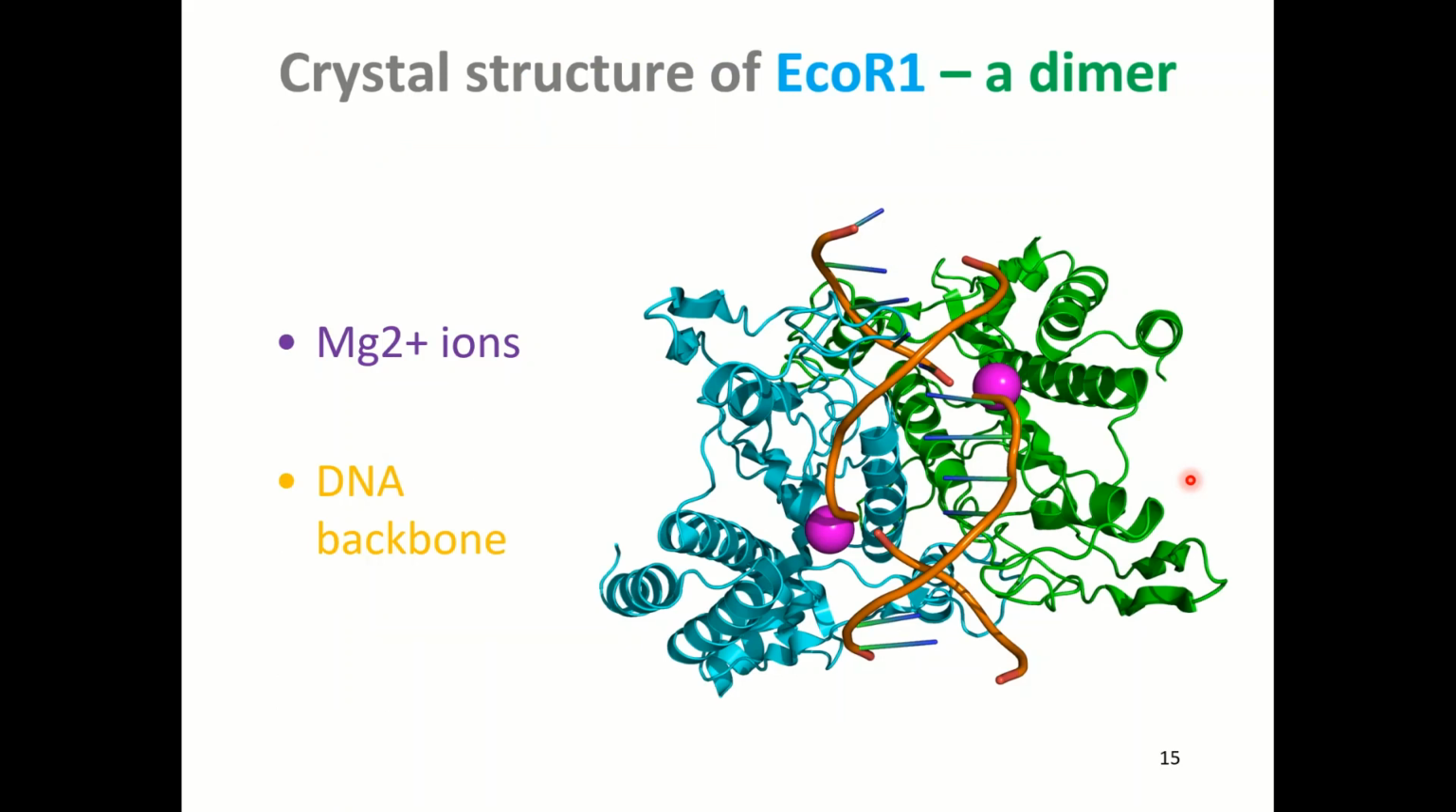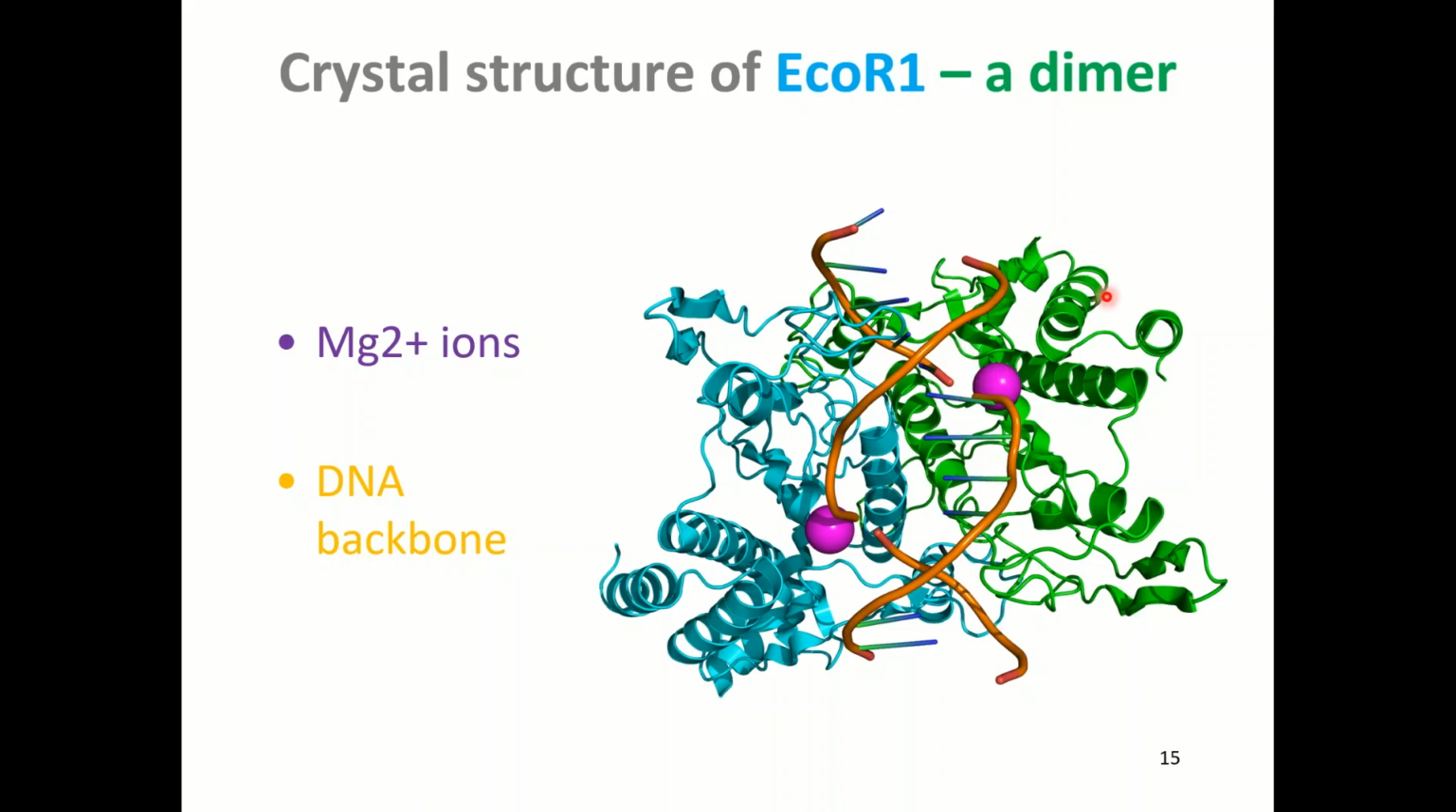Here's a crystal structure of the EcoR1 restriction enzyme. It's actually a dimer, and that's shown here in two different shades of green. What you'll notice is that there are magnesium ions in the active site, and then the DNA backbone shown here in orange. And so the cuts are happening right here, right by the magnesium ions. So these are using magnesium ions to do that hydrolysis.